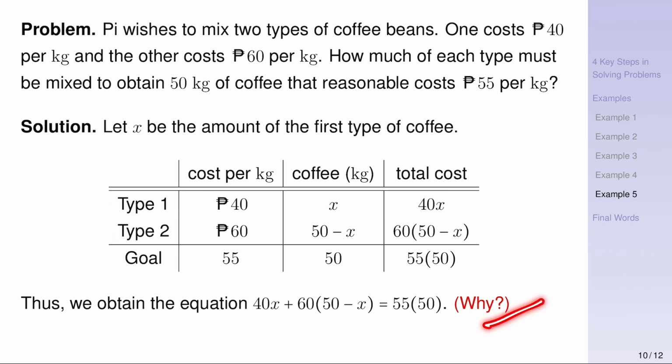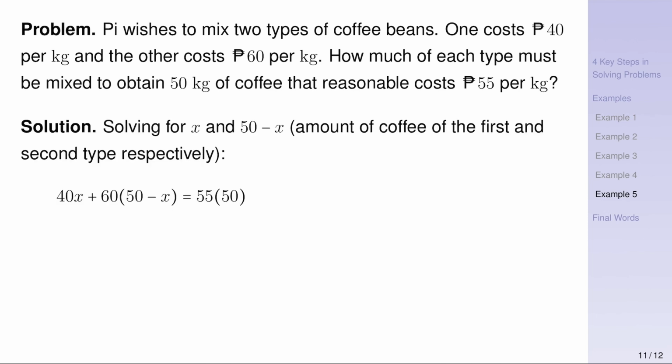Again, I put a y out here because I lacked space. You just take note of what I said. So we use this equation to solve for x and 50 minus x, the amount of coffee of the first and the second type respectively.